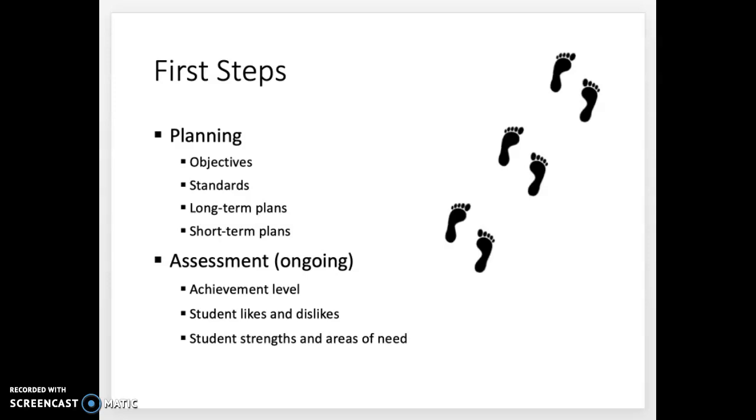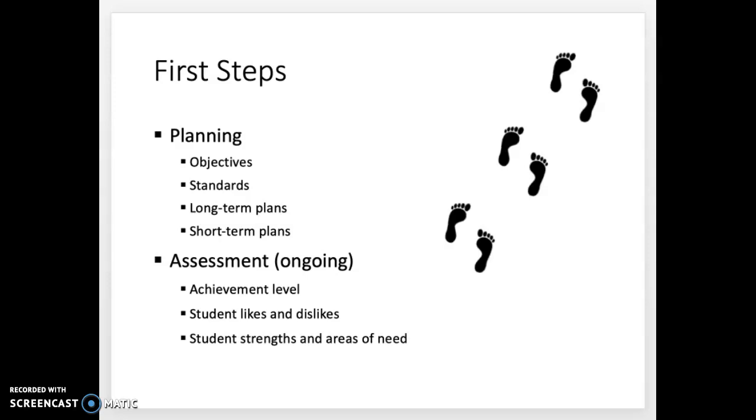Whether it's the SOLs, the foundation blocks, the milestones, the Head Start standards, or if you are outside of Virginia, it could possibly be the Common Core standards. So what exactly are you intending on teaching? We're being intentional here. What do you want to teach? What standards do those objectives match up with? And how does this fit into your overall long-term and short-term plans?